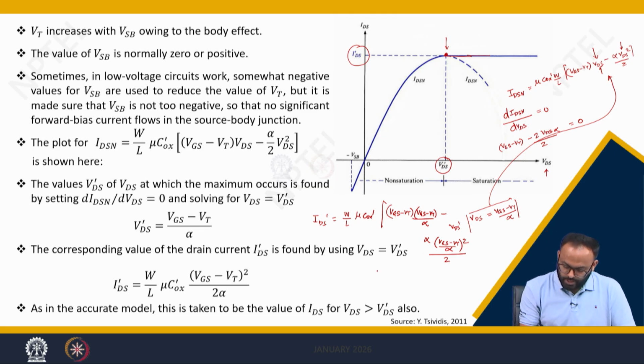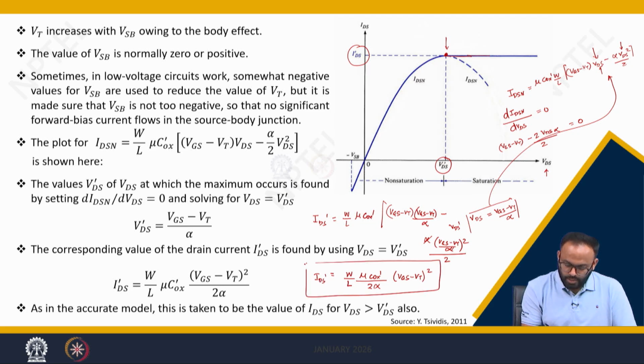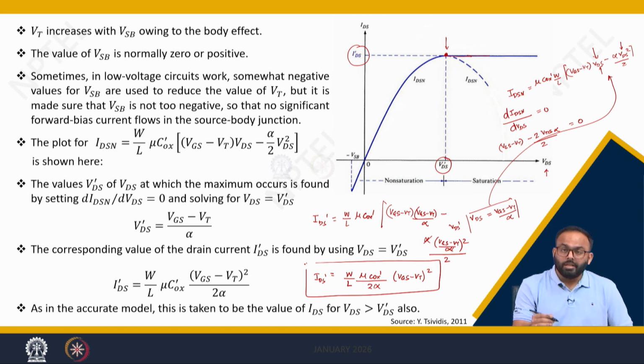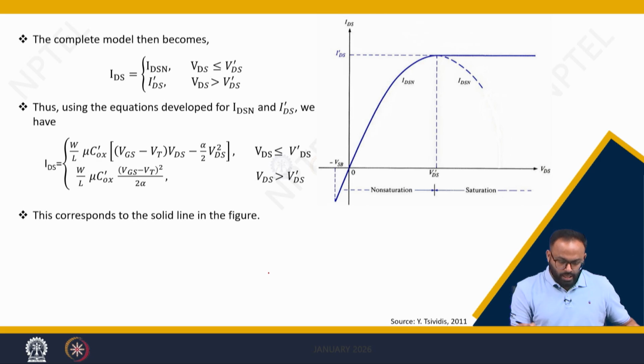If you solve these equations, this is alpha square, so in the denominator you will get alpha, and if you take it out you will ultimately end up with W by L mu into COX dash divided by 2 alpha times VGS minus VT whole square. I think now you can relate this to the simple formula we use for hand calculation, which says that in the linear or non-saturation region the current formula is given by this, whereas in saturation the current is given by this.